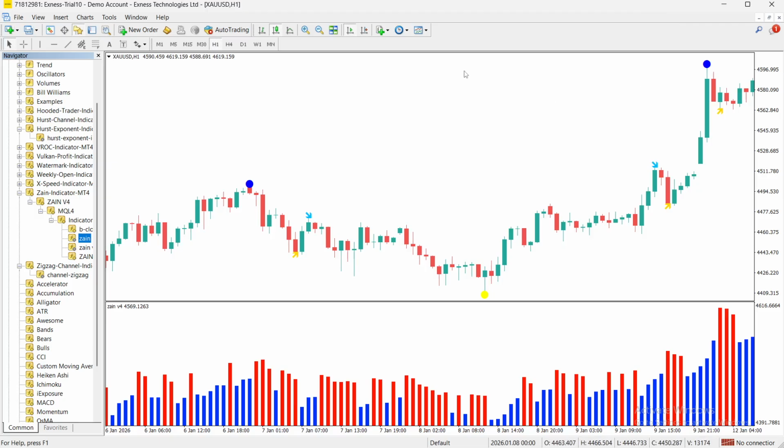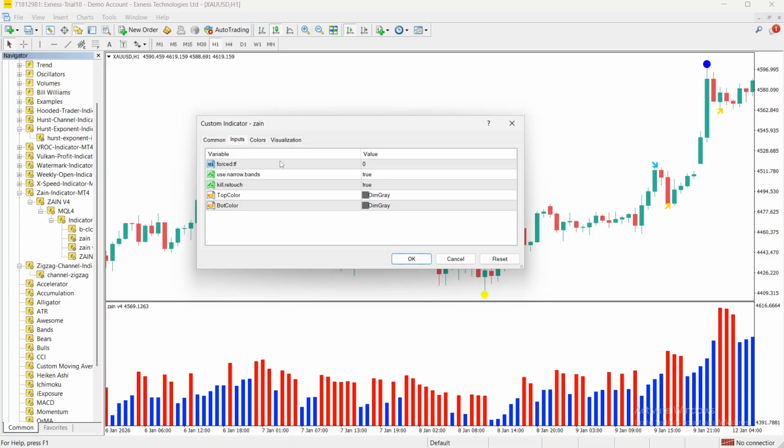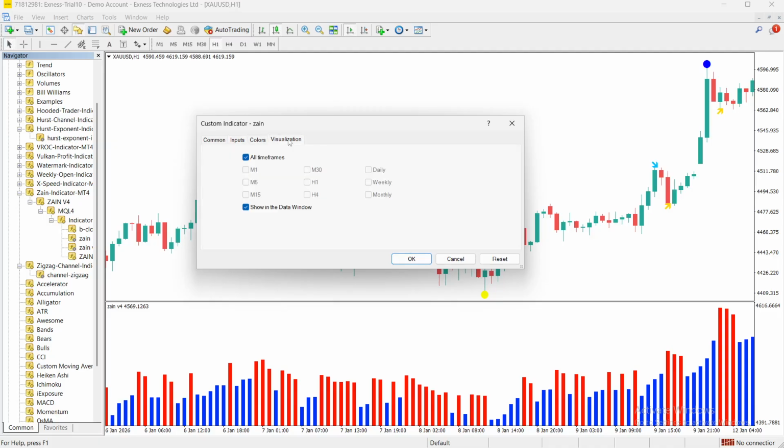In the separate window below, the histogram displays blue bars during bullish trends and red bars during bearish trends, giving traders a quick visual representation of current trend direction and momentum. As for the indicator settings, let's take a look. Okay, we have the first time frame. The use narrow bands, Q retouch, top color, bottom color. You can also set your preferred colors and trade on your preferred time frames as well.